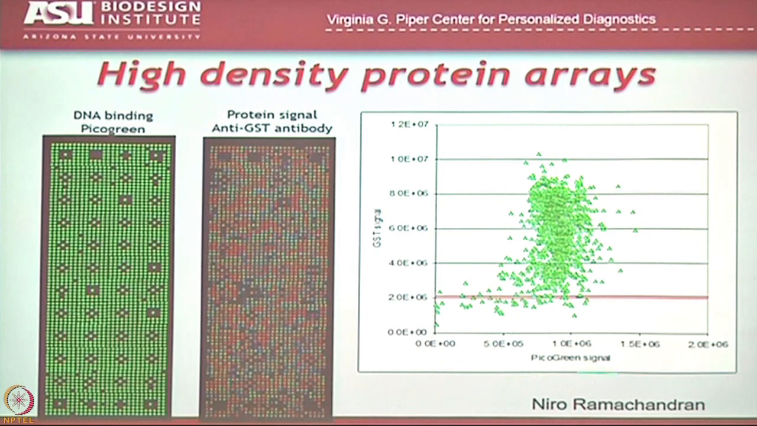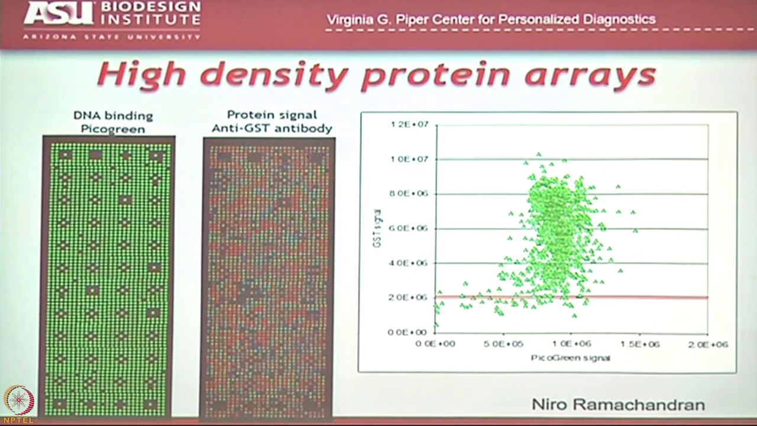In the x-axis is DNA signal, that's the PicoGreen. In the y-axis is GST signal, that's the amount of protein made. A couple things that you can observe here. First of all, in terms of the x-axis, the vast majority of our spots line up very evenly around this area here. That means that we do a pretty good job of printing the same amount of DNA for every spot. And that's encouraging, it means our printing is good. You'll see that there's a few down here that did not print well, and so it's good to know that.